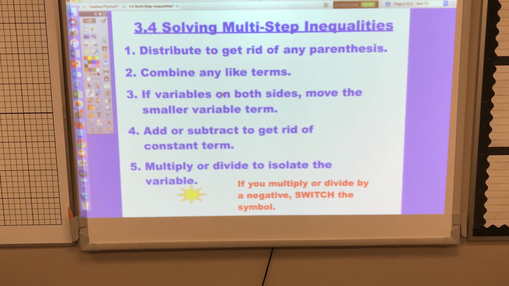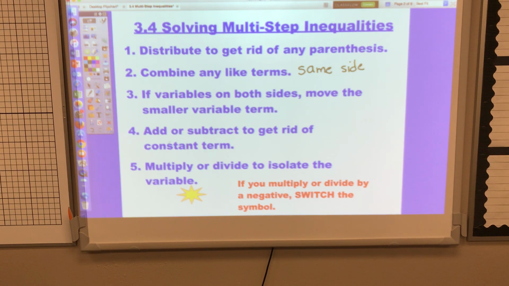Today you will be learning to solve multi-step inequalities, lesson 3.4. These 5 steps should look very familiar to you from solving multi-step equations. Okay, your first step, if there are any parentheses, you have to distribute. Then we look for any like terms, and remember like terms have to be on the same side of that equation, or inequality, I guess I should say.